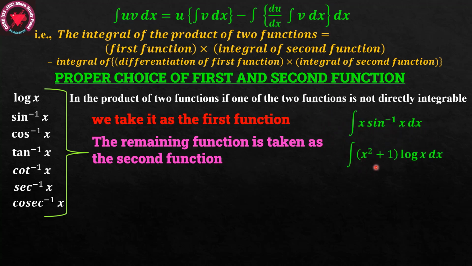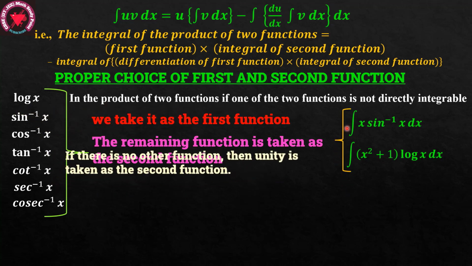Look at another example, integral x square plus 1 into log x. Here, for the logarithmic function we don't have direct integration. So the log x function we have to take as u, that means the first function. Then the remaining function x square plus 1 we can take as the second function. That means the remaining function is taken as the second function.